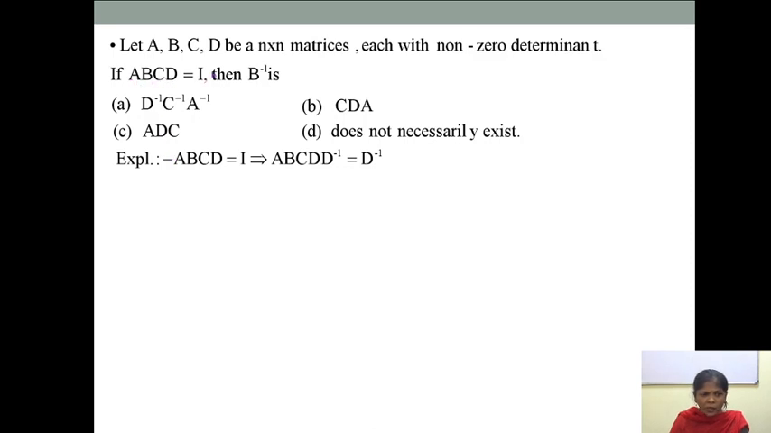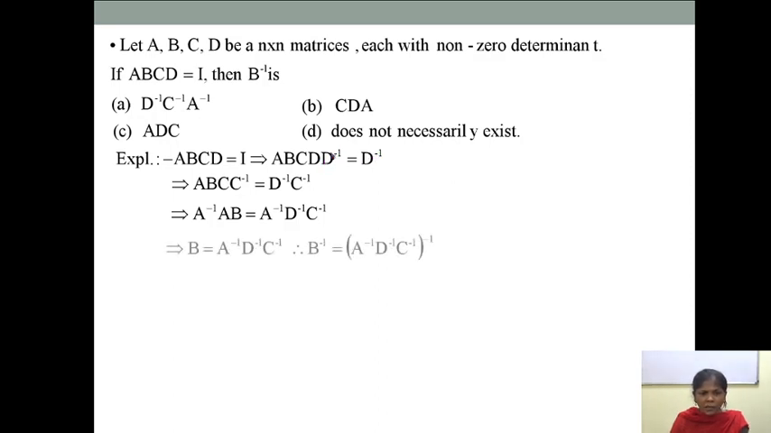So we will start with the given expression, that is ABCD equal to I. As we want B inverse, we will first try to obtain B. For this we need to remove the remaining matrices A, C and D. It can be done in a very easy way, that is first remove D. So we will post multiply by D inverse. D into D inverse is I. So what we have is ABC is equal to D inverse.